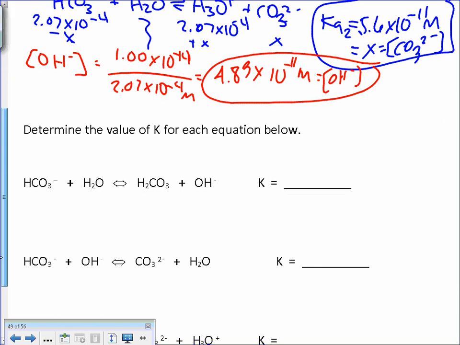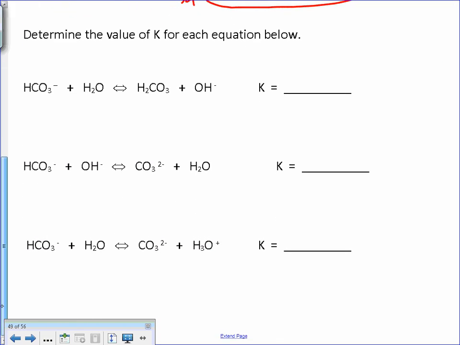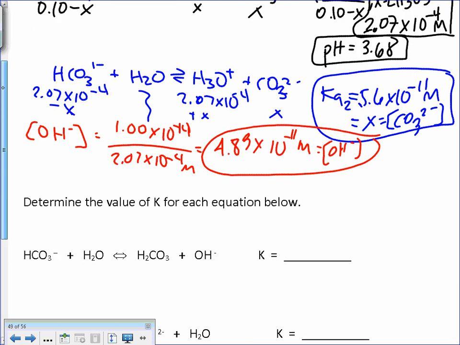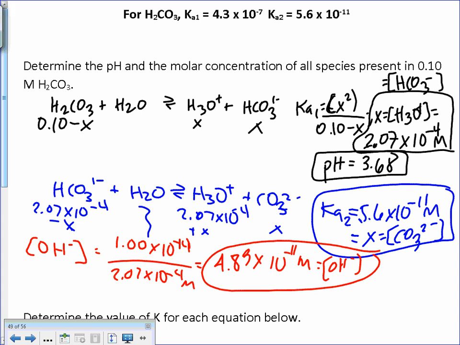Okay, going down. You'll see that all of these following examples have carbonate, bicarbonate, carbonic acid in them, right? So they're all definitely related to the first question. I could ask you to calculate every single one of these Ks by using the Ks given at the top, but we're just going to set them up and we can calculate if we need to later.